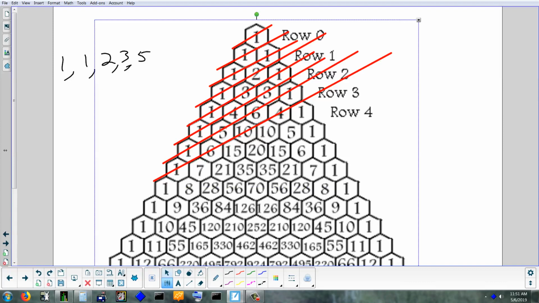Like if you said to me, there are 10 people standing here, and I want to know how many ways can I pick 3 out of 10 people. Like I could pick persons A, B, and C, or I could pick persons B, E, and F. Okay? How many different ways can I pick 3 people out of 10? This triangle will tell you that if you go to the right row and the right column. Like row 10, column 3 would tell you exactly how many ways there are to do that.